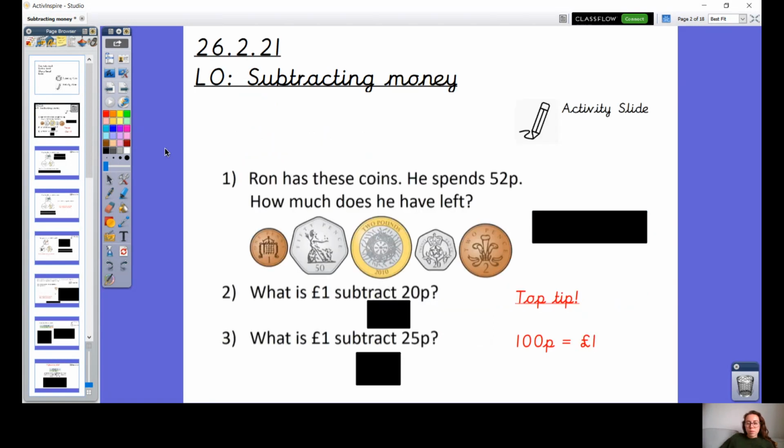We've got the date and hello today on the screen, so can you copy that into your book, underline it with a ruler and have a go at the activities on the screen please?